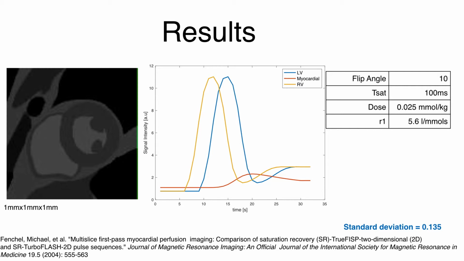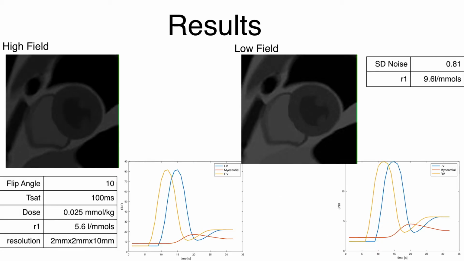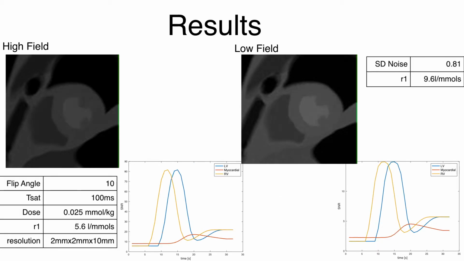After the calculation of the standard deviation, I simulated high field and low field data. For high field, I kept this standard deviation, and for low field, my standard deviation of noise was 0.81. Likewise, R1 was 5.6, and R1 relaxivity increases at low field, so it was around 0.61. Before displaying the video, we can see that the background here appears brighter as compared to this one. This is because the T1 of fat is shorter at low field.